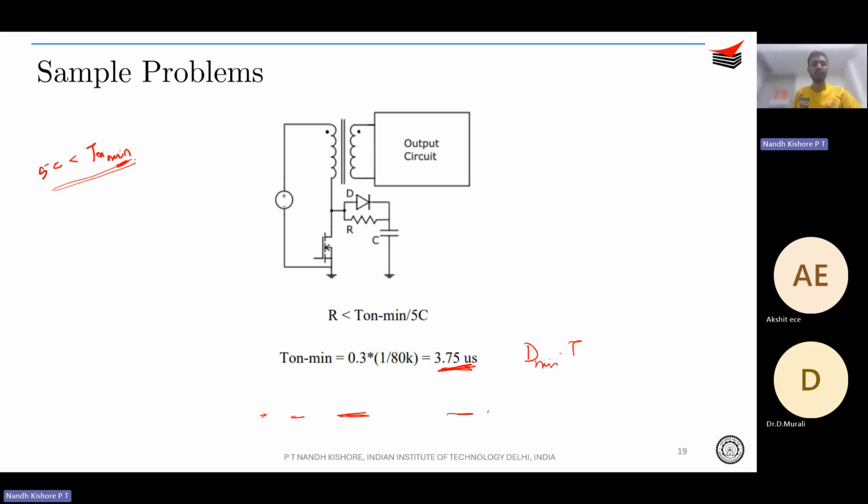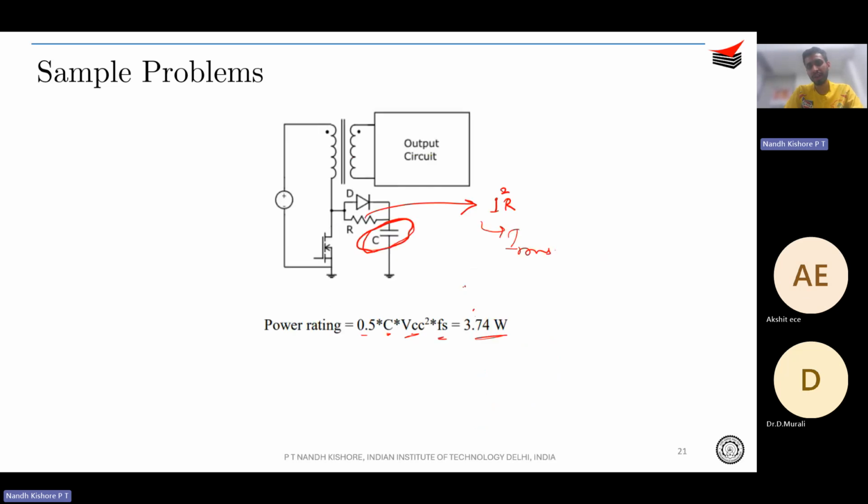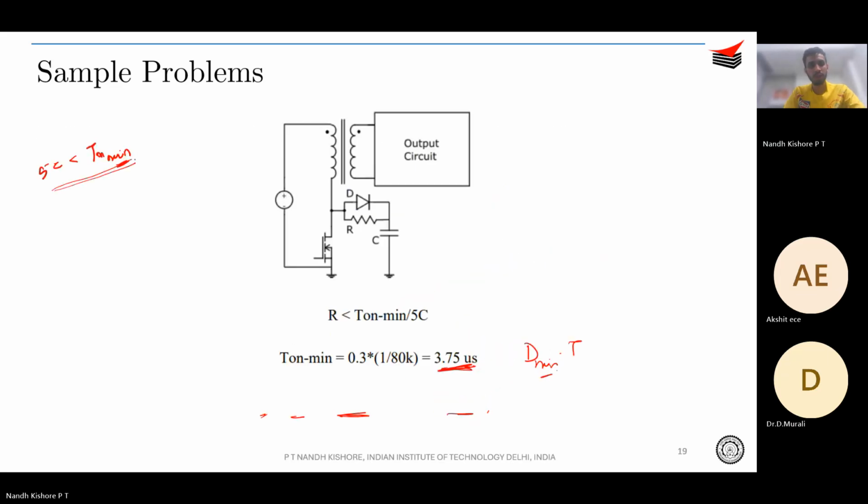So you take the minimal duty, that is the minimum into T, that would be T on min. So 5 tau should be less than T on min. So you get what is R from that relation. You already know what is C, and from that you get what is R. And now that you have got R, you can get the power rating, that is half CV square into Fs. Okay. So till this point, is there any doubt?